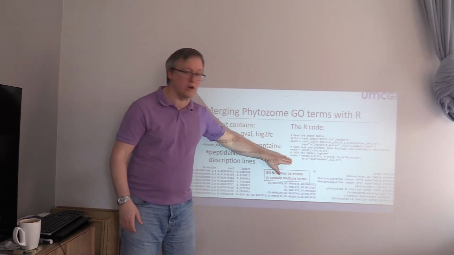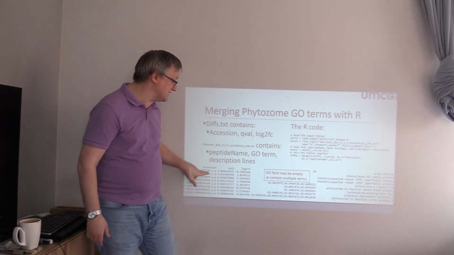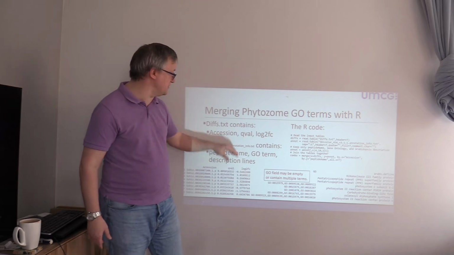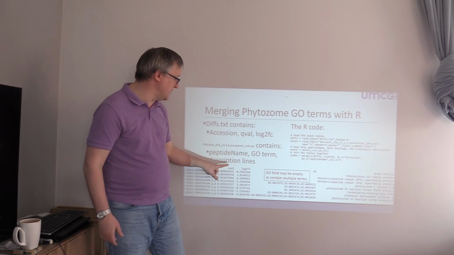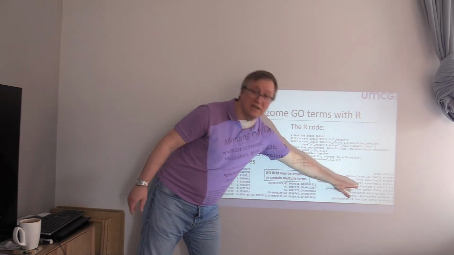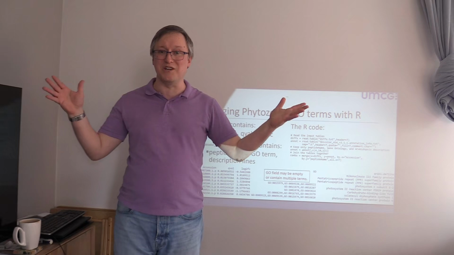So I run that, and now combo pops out. It has my accessions, my Q values, and my log2 fold changes from the first file. And it contains peptide, the GO term and description lines from Arabidopsis in these last 2 columns. Presto changeo, it's all done.